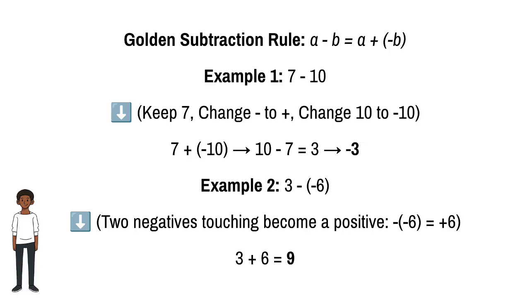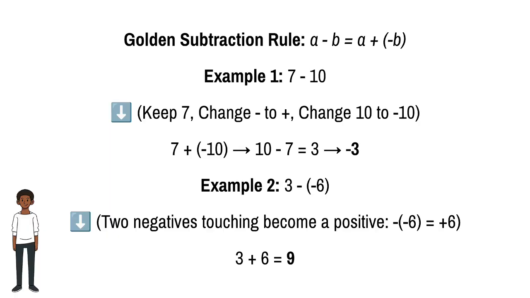Keep the 7, change subtraction to addition, and change the positive 10 to negative 10. Now we have 7 plus negative 10. Using our addition rule for opposite signs, 10 minus 7 equals 3. Since 10 is the larger magnitude and carries a negative sign, our answer is negative 3.